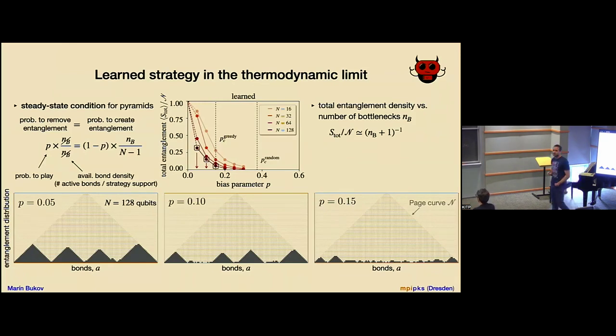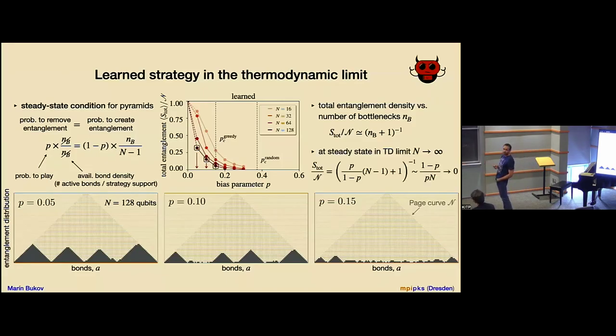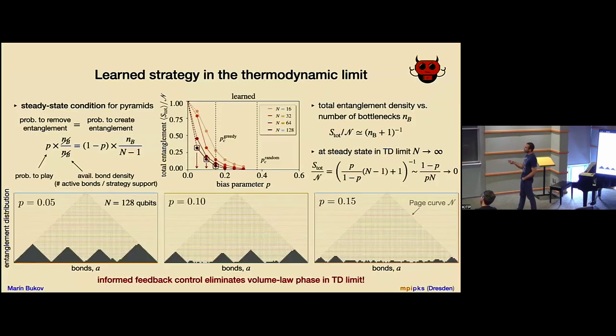What you can now do is solve this equation for the number of bottlenecks, and plug this in. If you do that, you find that the total entanglement, relative to the page state for any probability P, scales as the inverse system size, okay? And therefore goes to 0. So what this means is that even though we cannot simulate larger system sizes, the reinforcement learning agent, this learned strategy, essentially completely eliminates the volume law phase and shrinks it to a single point, right? Where essentially it doesn't get to play at all.